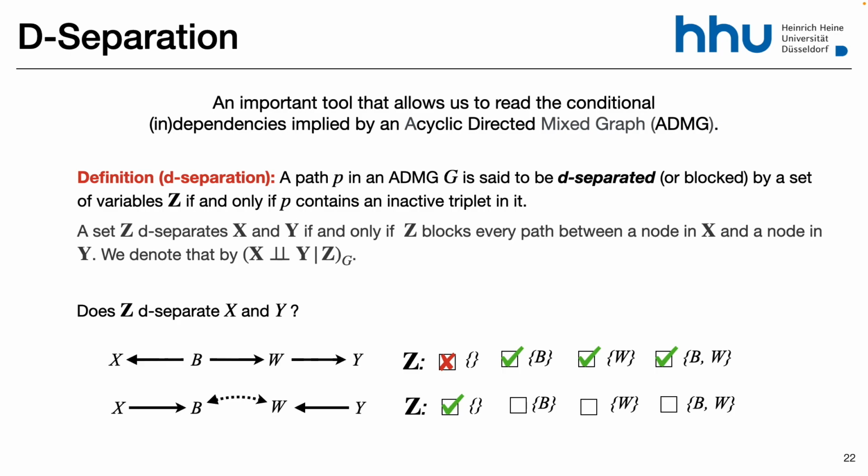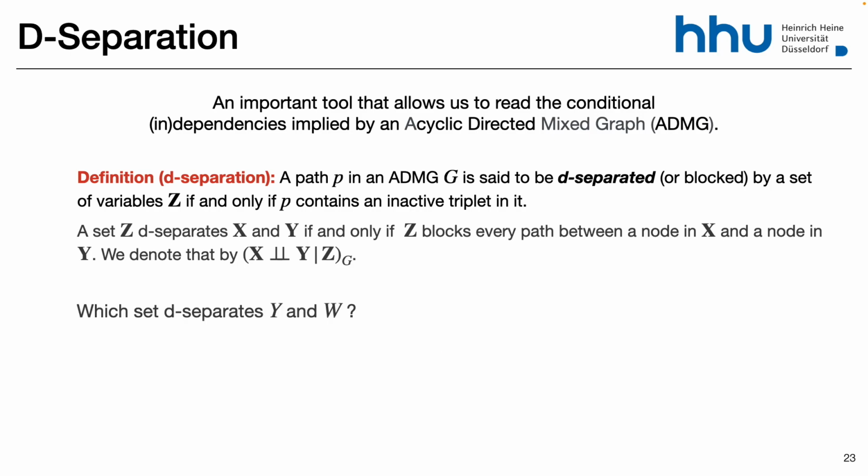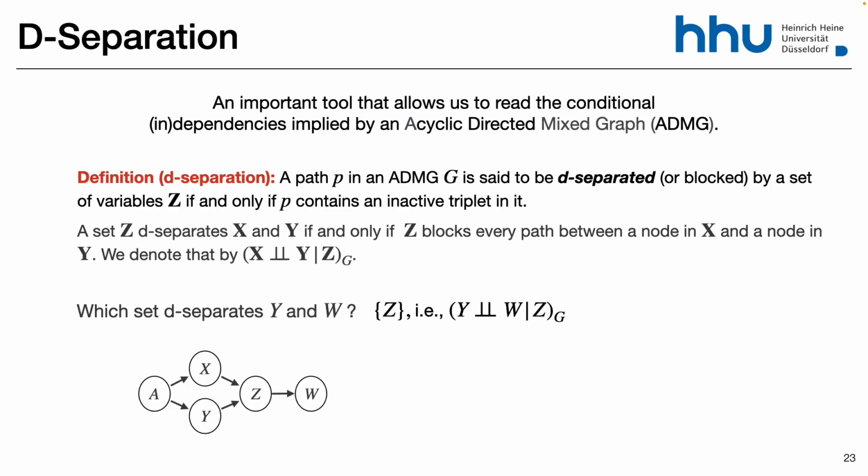So I still have one triplet inactive. And by having one triplet inactive, it's sufficient to have my whole path blocked. So this path is blocked and the X is separated from Y. Same for W. What about both? No longer. No longer, right? Yeah. Okay. So that is this other example.